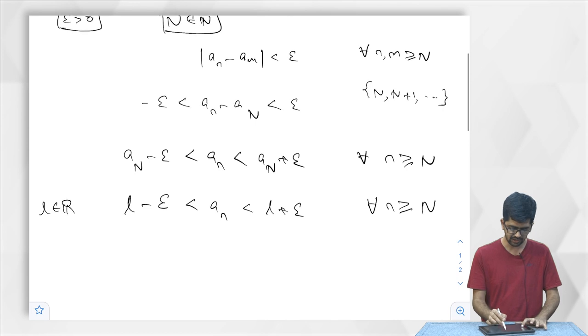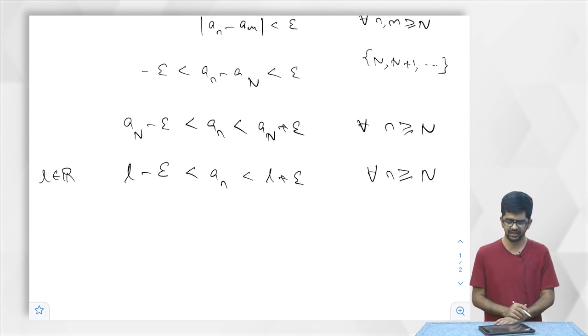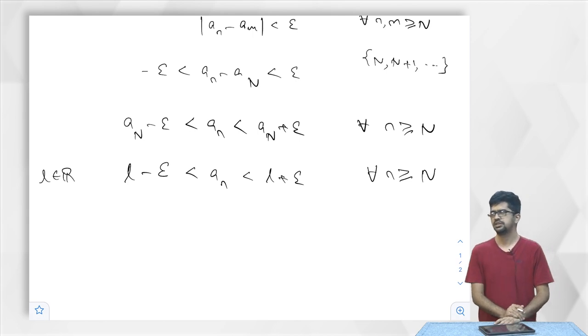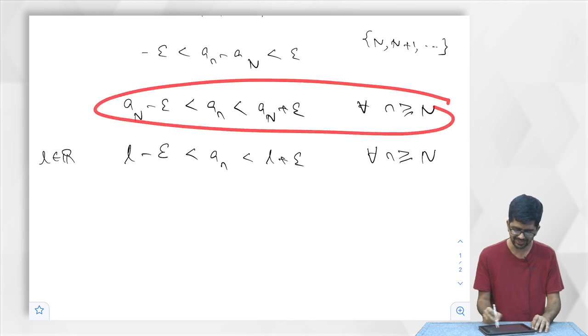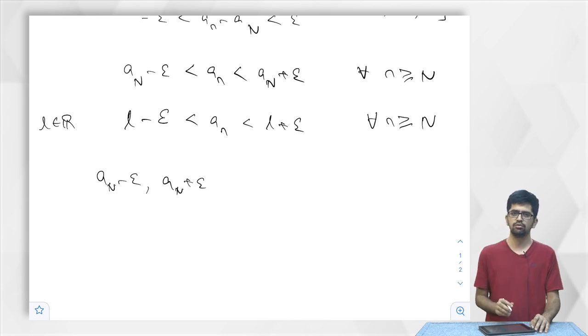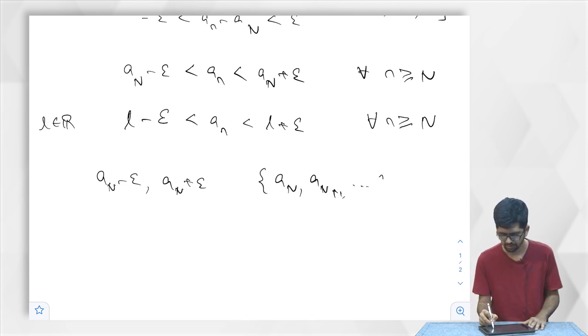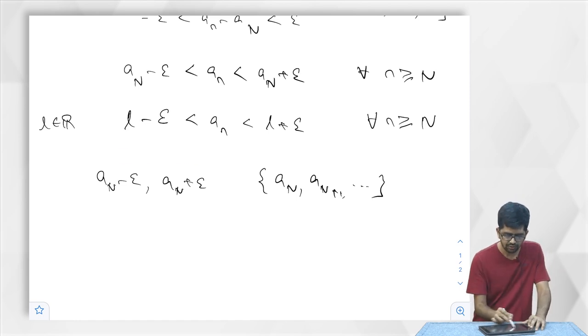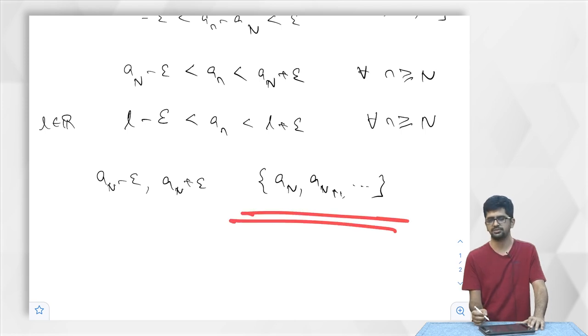Now okay, it may not be a convergent sequence, but it still gives some nice description for the Cauchy sequence. What does it give? This says the elements a n minus epsilon and a n plus epsilon, these two give bounds for the following set, a n plus 1, and so on. So what does this say? These two elements combine to make this a bounded subset of R.